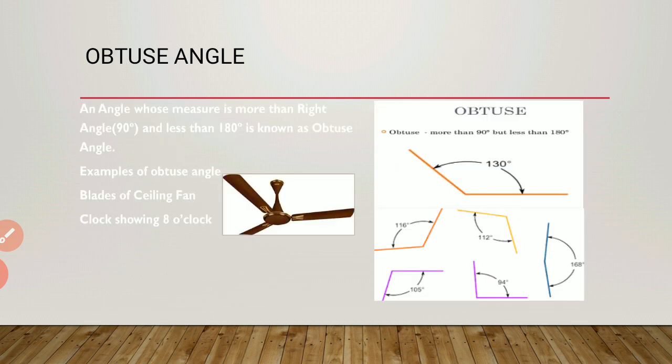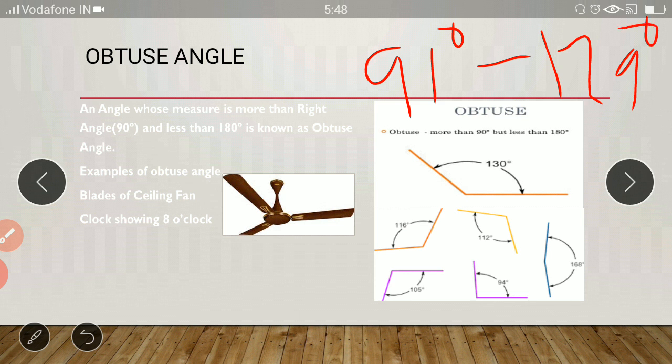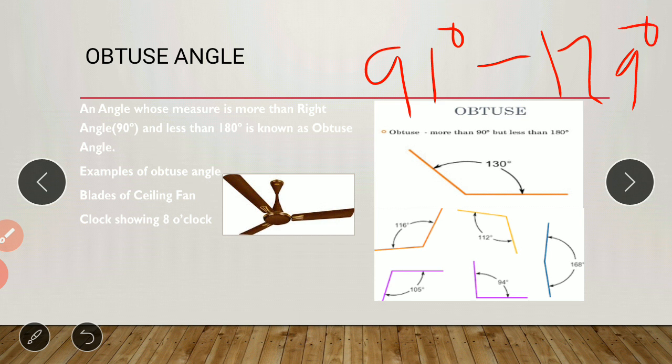Next, the obtuse angle. An obtuse angle is one whose measure is more than a right angle. A right angle is 90 degrees, so more than 90 degrees and less than 180 degrees is known as an obtuse angle. That means an angle whose measure is between 91 degrees and 179 degrees; all these angles are obtuse angles.